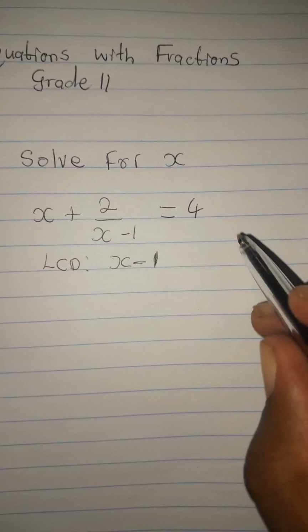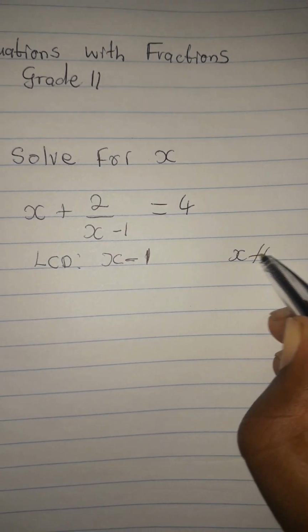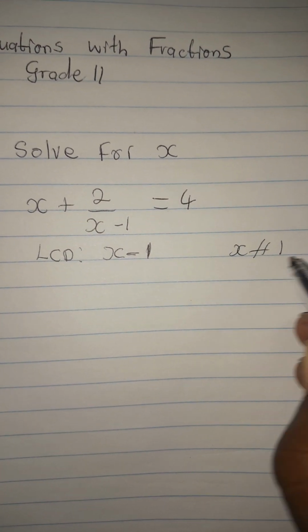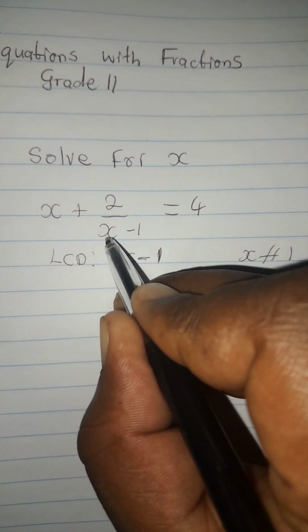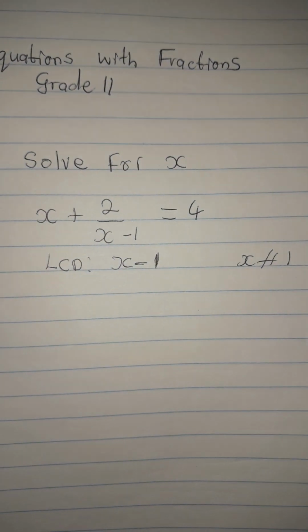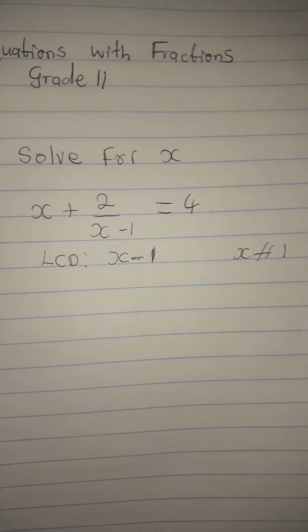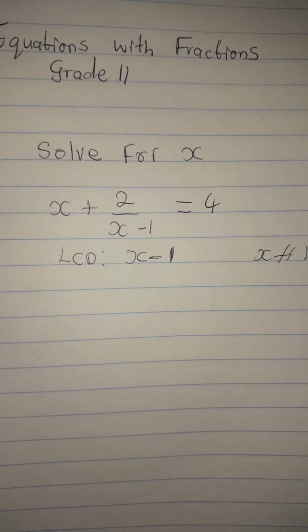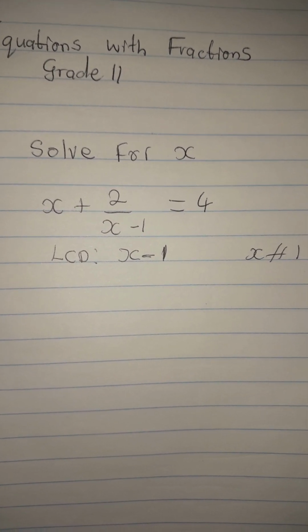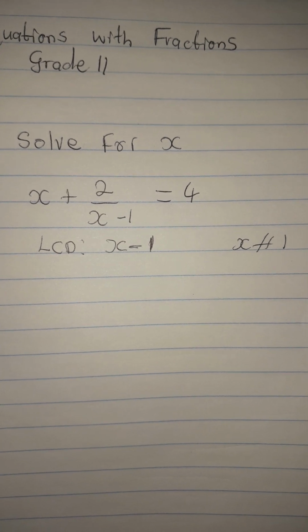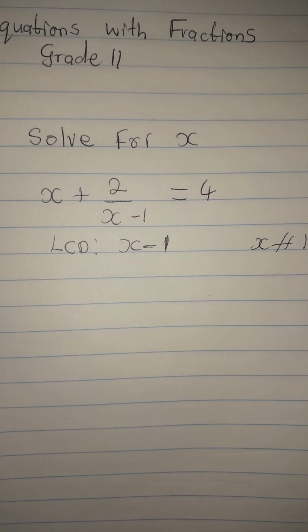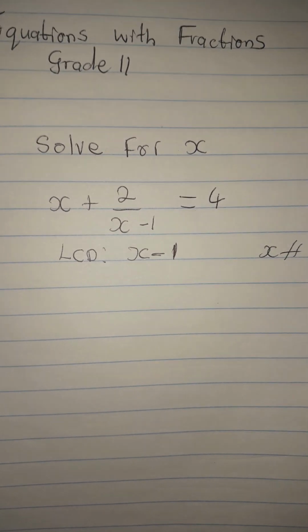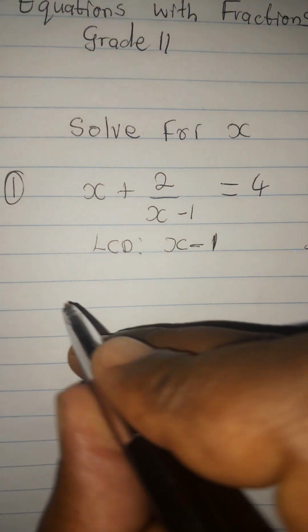Why? x cannot be equal to 1 because when you place 1 here, 1 minus 1 will give you 0. And we know that a number divided by 0 is a math error, or undefined. Right? Okay.